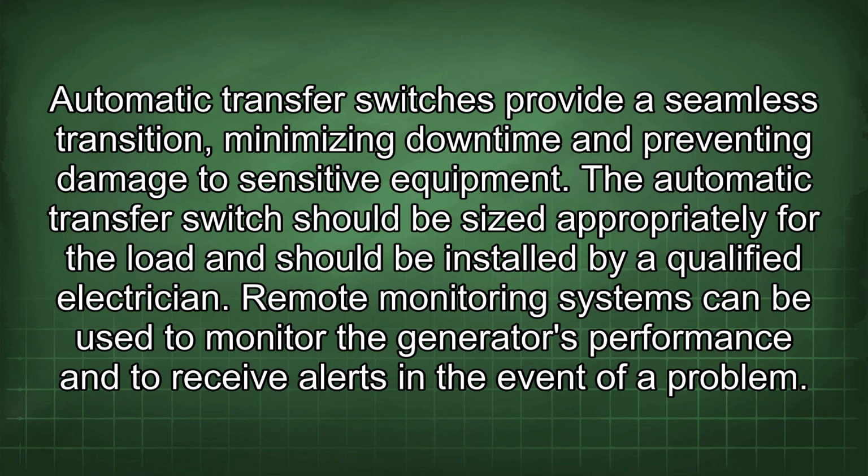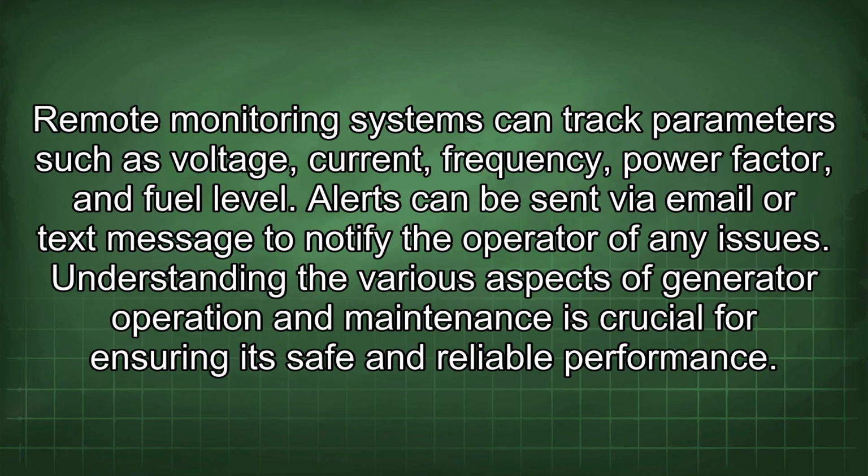Remote monitoring systems can be used to monitor the generator's performance and to receive alerts in the event of a problem. Remote monitoring systems can track parameters such as voltage, current, frequency, power factor, and fuel level. Alerts can be sent via email or text message to notify the operator of any issues.